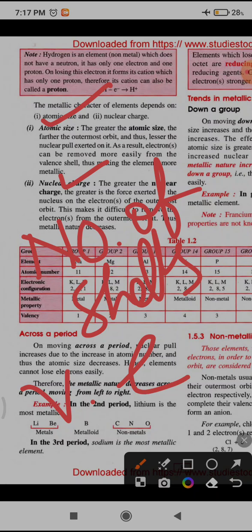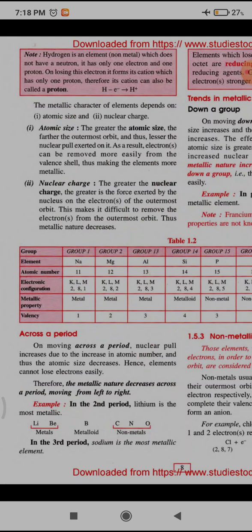So let us see how it impacts the properties. Here one note is given, I think you know this one. Hydrogen is an element which doesn't have a neutron. It has only 1 electron and 1 proton. On losing this electron, it forms its cation, which has only 1 proton. That's why it can also be called a proton.